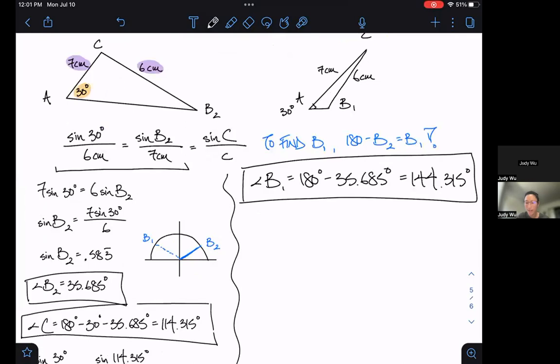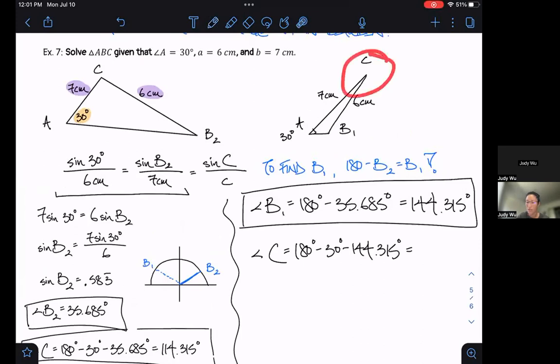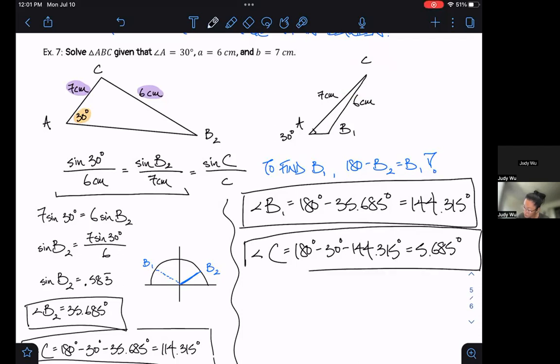Now let's see if we can find angle C. So angle C equals 180 minus 30 minus 144.315 degrees. And turns out angle C, and we can kind of see this on the picture here, is really small. It's a very skinny angle. In fact, it's only 5.685 degrees. Okay.